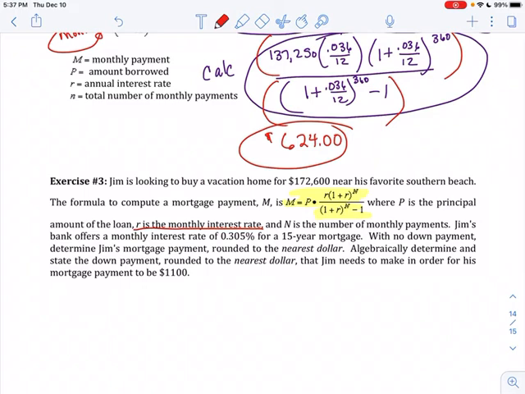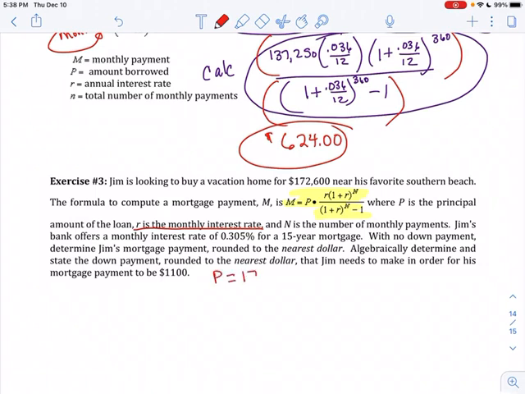Jim's bank offers a monthly interest rate of 0.305% for a 15-year mortgage. With no down payment, determine Jim's mortgage payment rounded to the nearest dollar. Algebraically determine and state the down payment rounded to the nearest dollar that Jim needs to make in order for his mortgage payment to be $1,100. All right, I think we're just going to do this first part here.